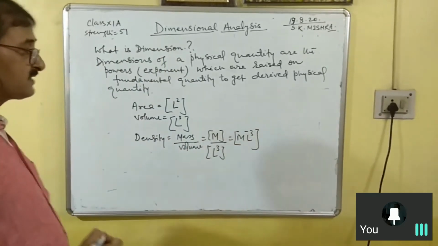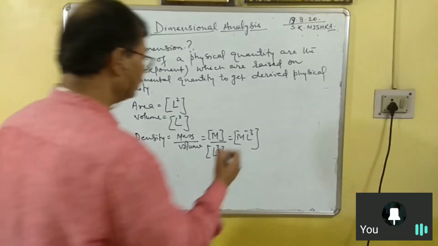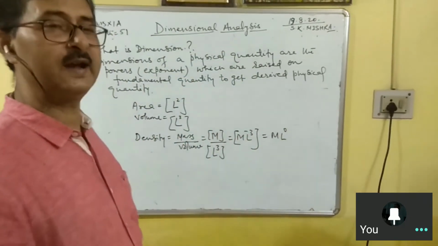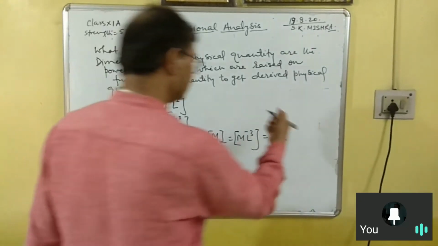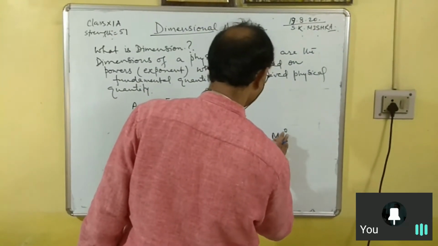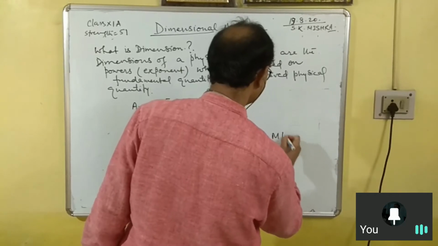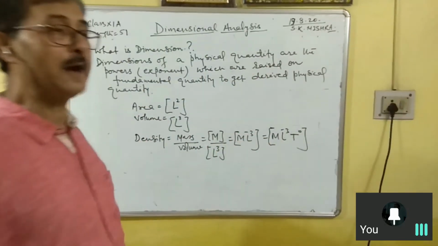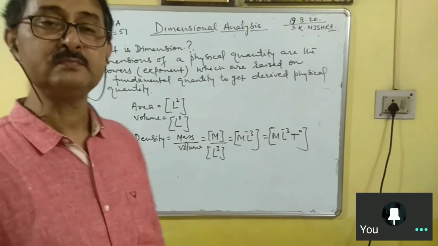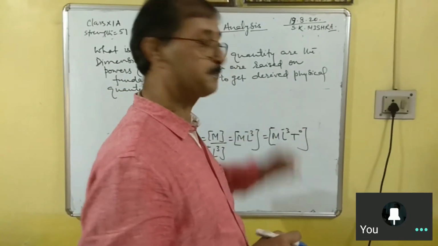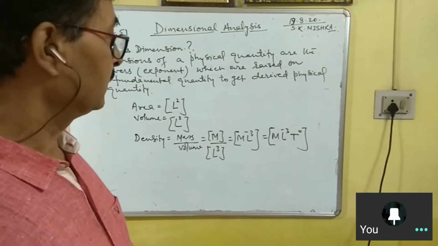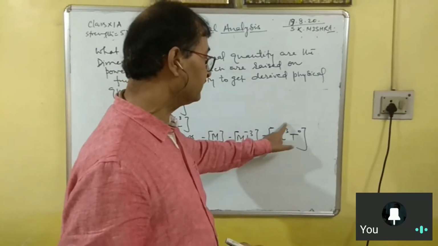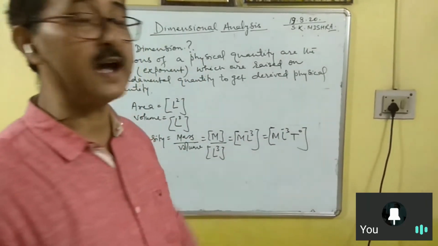So 1 in mass, minus 3 in length, or you may write this one as M L raised to minus 3, and then T raised to 0. You can add T also, but then you have to put raised to 0. So it is independent of T. Time part is not involved. So what are the dimensions of density? 1, minus 3, 0 in mass, length and time respectively.